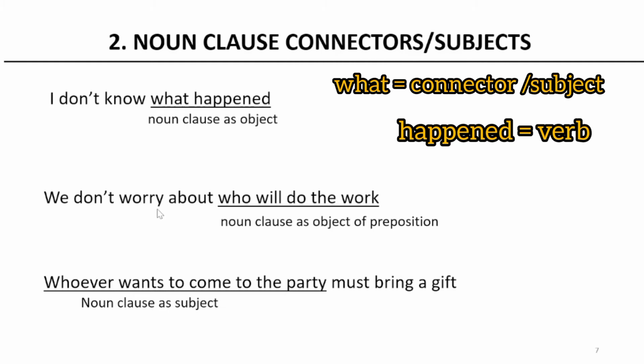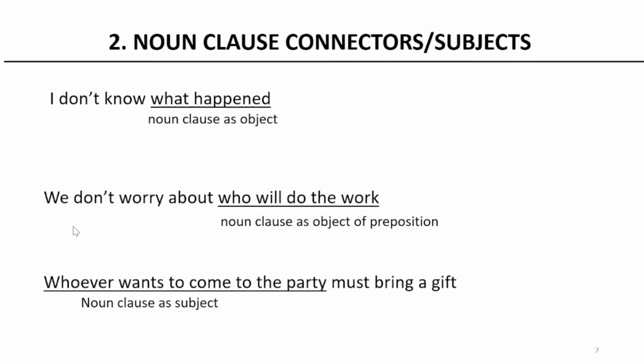Okay, example number 2. We don't worry about who will do the work. Okay, so the same: the noun clause is the object of a preposition, because the noun clause comes after the preposition about.